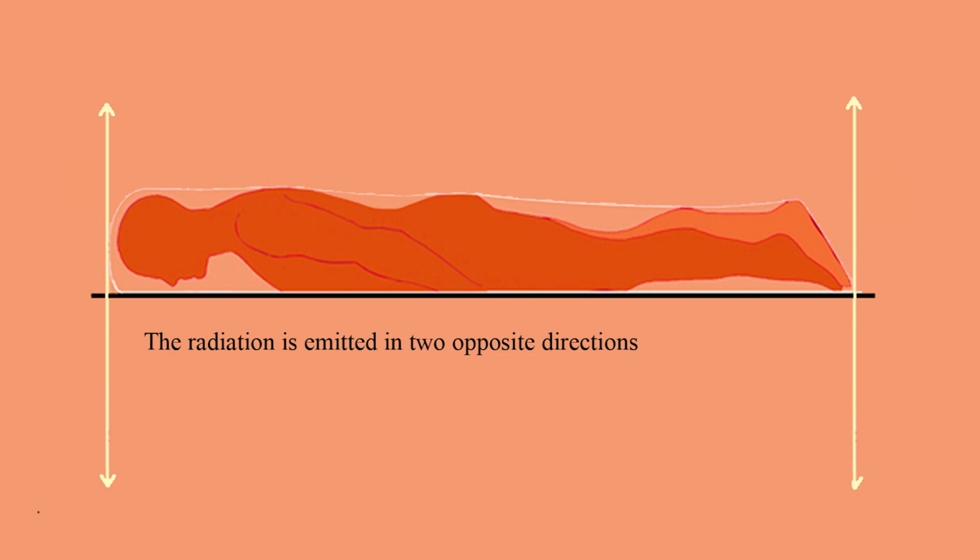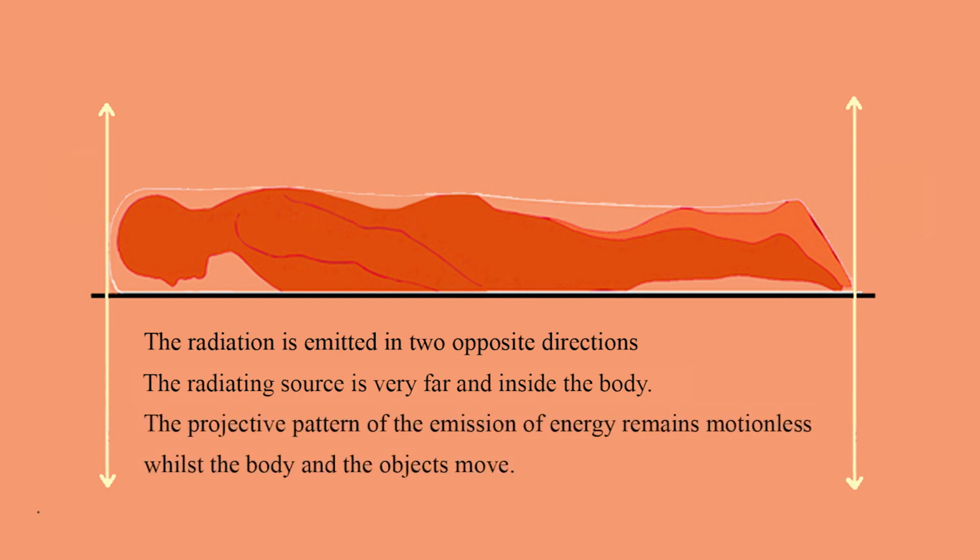They also demonstrate that the energy emanated from the body. This is confirmed by the absence of images of objects outside the body contours. However, the results also show that the projection pattern of energy emission remained immobile, while the body, and therefore also the objects in contact with it, moved. This means that the energy did emanate from the body, but that it comes from an infinite source that always radiates in the same direction with two opposite orientations.